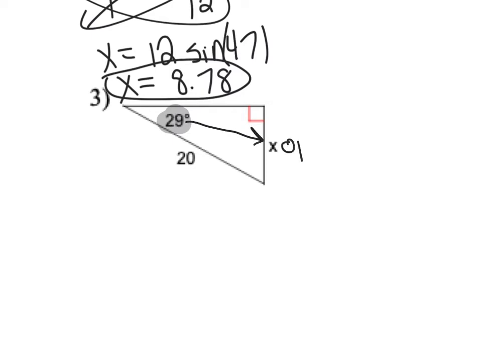X is opposite of it. 20 is across from the right angle, which makes it the hypotenuse. And that third side is the adjacent side, and we don't have any information about that. Since we know opposite and hypotenuse, we're going to use sine.